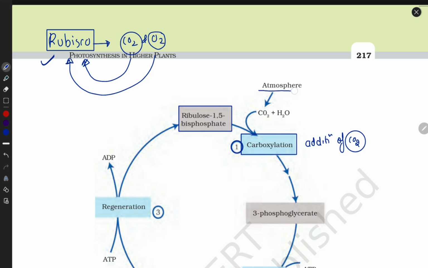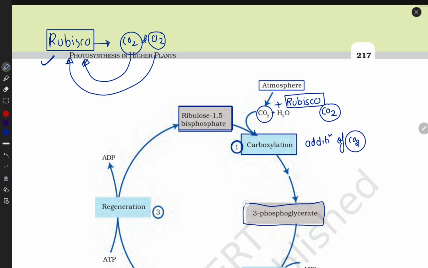So from the atmosphere, CO2 enters the stroma. CO2 binds with Rubisco, and changes ribulose 1,5 phosphate to 3-glycerate. I'm repeating again. From the atmosphere, CO2 comes inside and binds with the Rubisco enzyme.